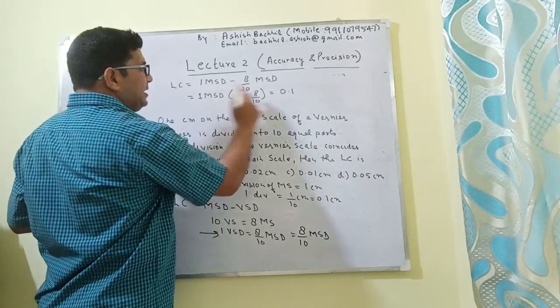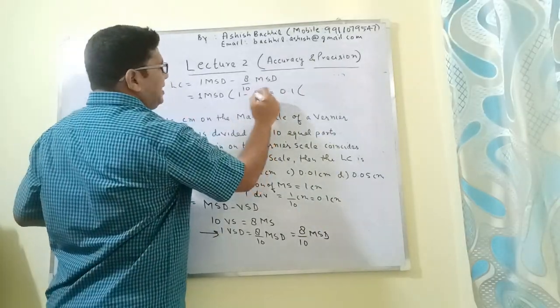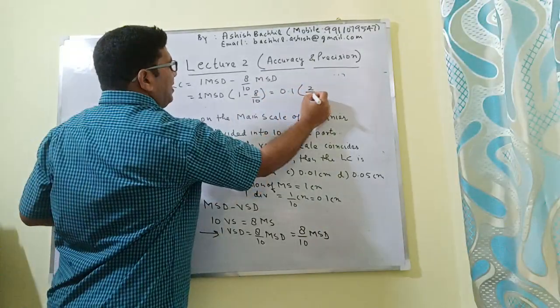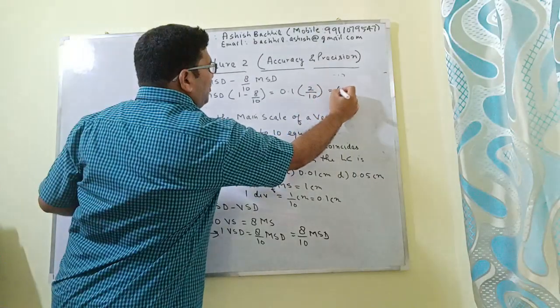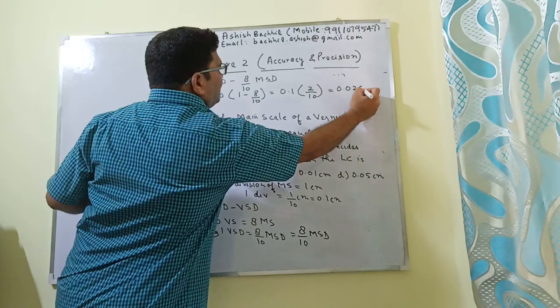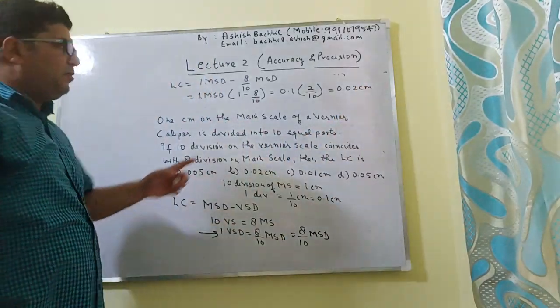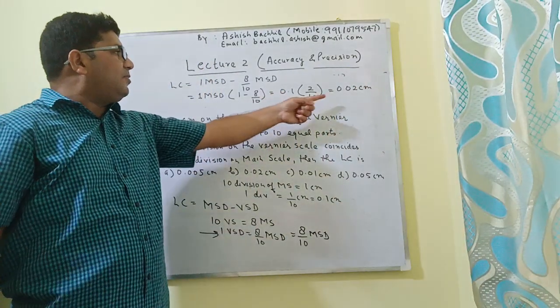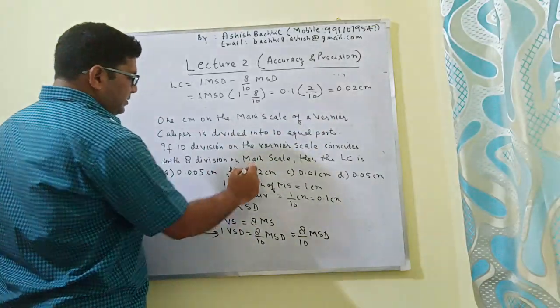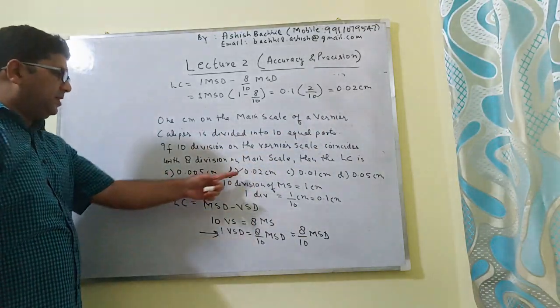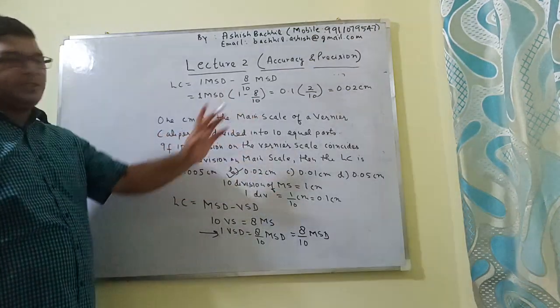The value of one main scale division into 10 minus 8, which is equal to 2 by 10. So this is equal to 0.02 centimeter. When you multiply 2 by 10 with 0.1, you will get 0.02 centimeter. So our answer is the second option, that is B, 0.02 centimeter.